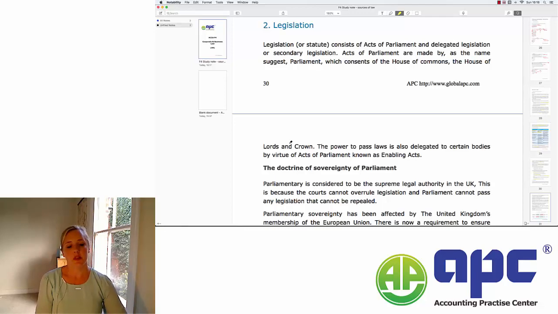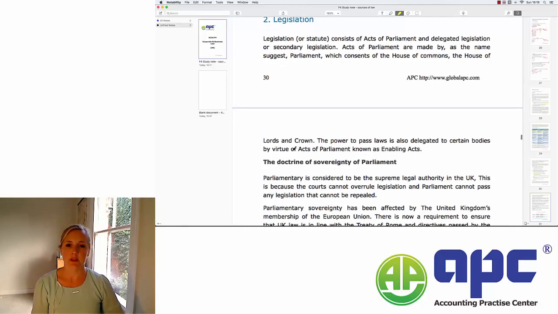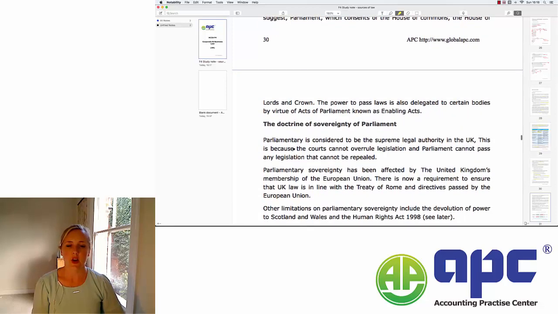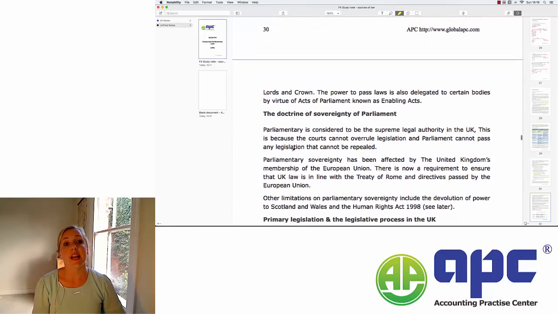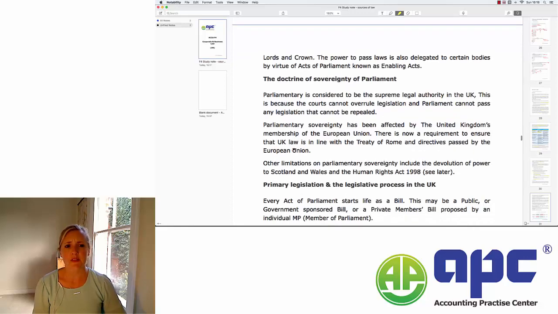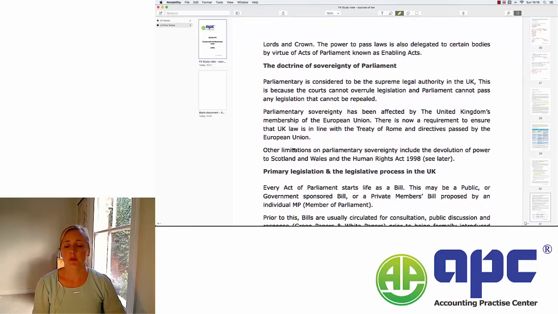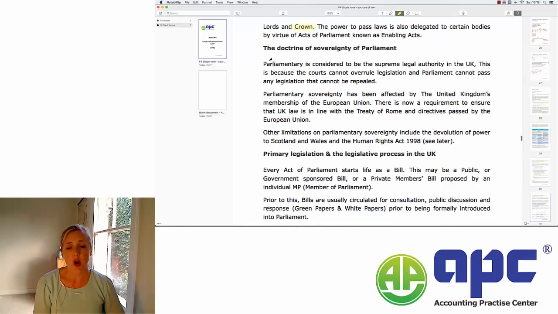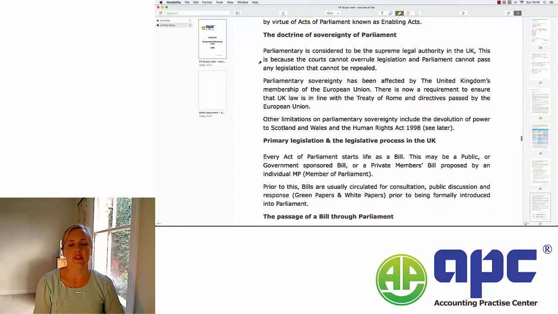So acts of parliament, as the name suggests, are made by our parliament, which consists of three bodies. We have the House of Commons, where our elected MPs sit. Then we have the House of Lords. We also have the Crown. So the Crown is basically our monarch, and the Crown actually forms part of Parliament. And Parliament, these three bodies that make it up, were always historically considered to be sovereign. And what that means is that Parliament is considered to be the supreme legal authority in this country.